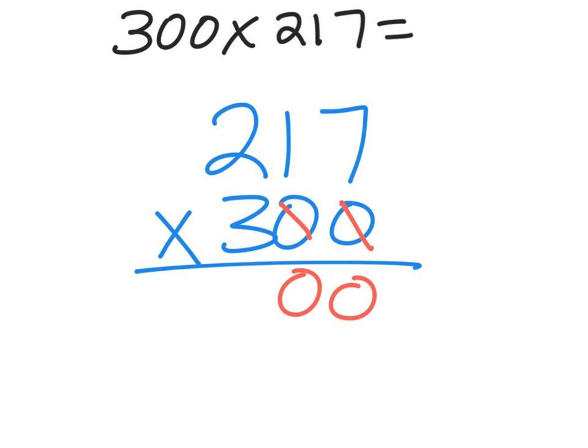3 times 7 is 21. Carry the 2. 3 times 1 is 3, plus 2 is 5. And 3 times 2 is 6. So even though it was a 3-digit by 3-digit number, since one of them had 2 zeros in it, I was able to quickly come up with 65,100. Okay, you're going to see some problems like that today. If you put the number with the zeros on the bottom, you can shortcut those down and only have that last step.